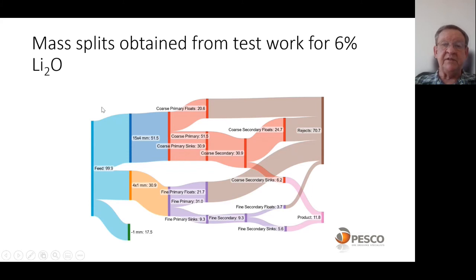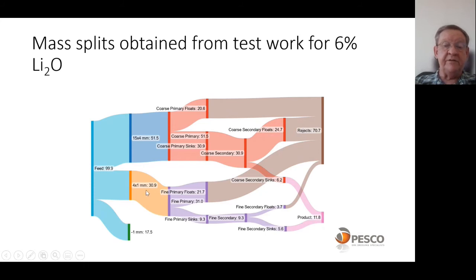If we look at the typical mass splits, we start with 100 units. So of the mass, 50% reports to the coarse fraction, the 15 by 4, 30% to the 4 by 1, and then 18% to the minus 1. If we start with the coarse, so that 51.5, that mass goes to the primary sinks. That will split, in this case, to 20 units to floats and 30 to sinks, and the floats go straight to rejects. The sinks, then, the 30 units goes to the coarse secondary. That splits with 24.7 going to rejects or floats, and then the secondary sinks goes to product. So we generate 6.2 units of product.